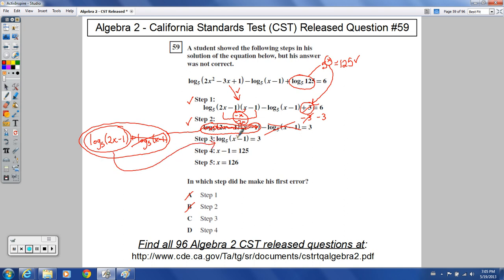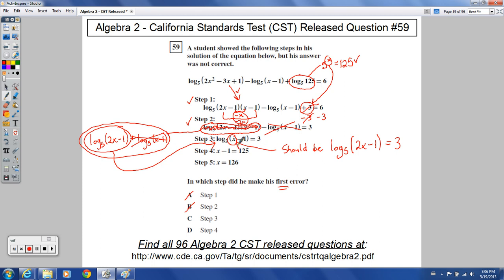Meaning that this particular thing is what I should see right here. But is that what I see? No, I'm missing the 2x right here. So this should be log base 5 of 2x minus 1 equals 3. And so which step did he make his first error? We don't really need to check any of this other stuff. It might actually be true. We'd have 5 to the third power equals this number. 5 to the third is 125. And so that would be correct, and that would be good there.